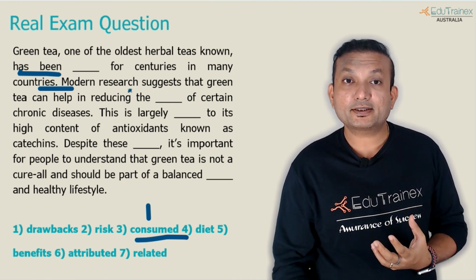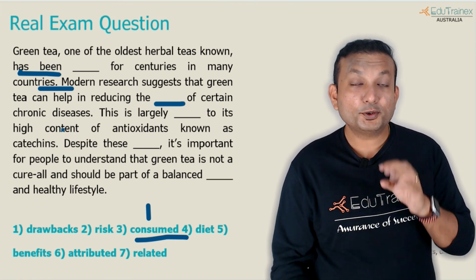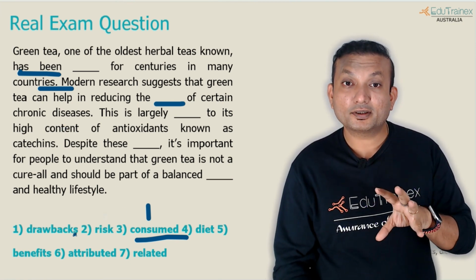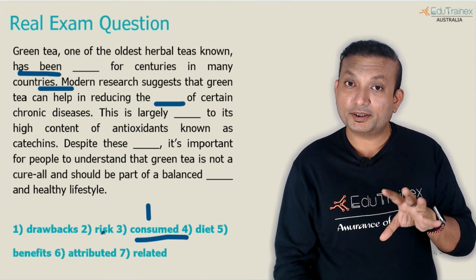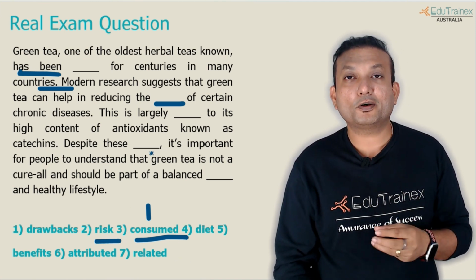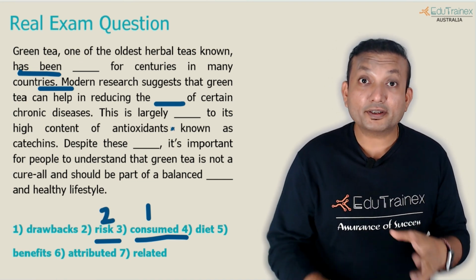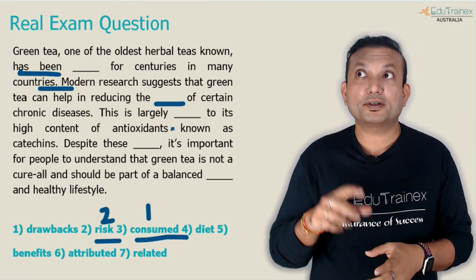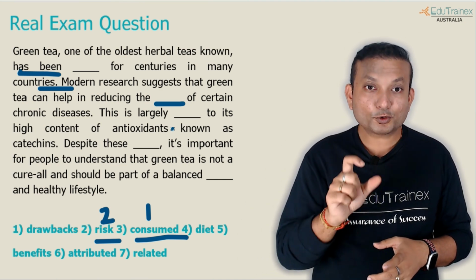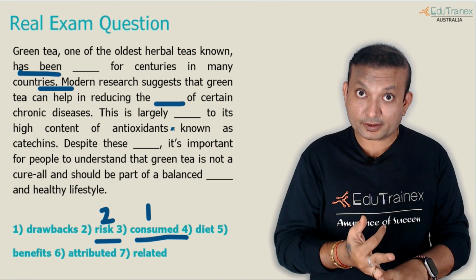Modern research suggests that green tea can help in reducing the dash of certain chronic disease. Chronic disease. You want to reduce the what? Reduce the drawbacks. Reduce the what? Simple meaning: risk of certain diseases. So that's what you know, risk of is the correct collocation. Risk of doing something, it's always used. Drawbacks of is also used, and diet of, benefits of, yes.